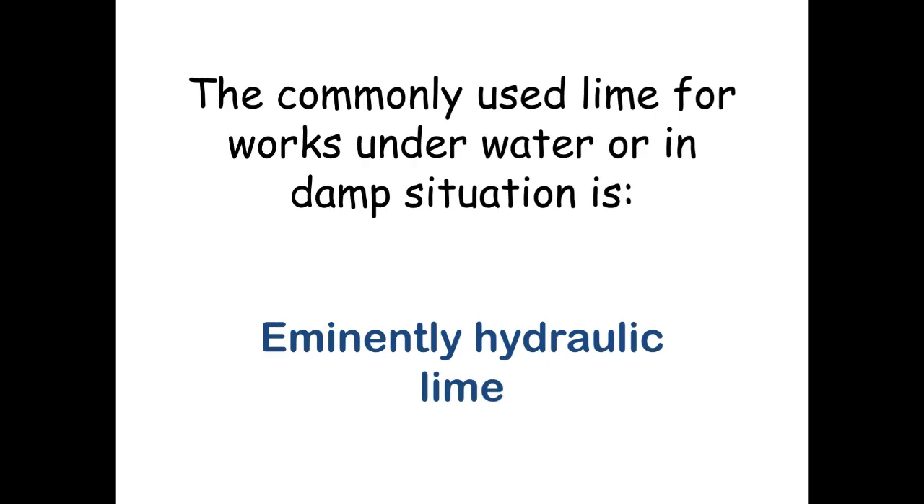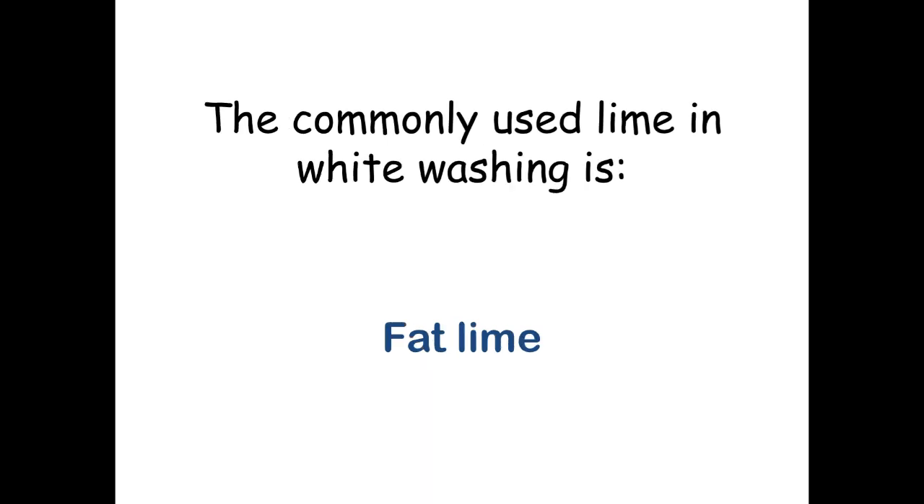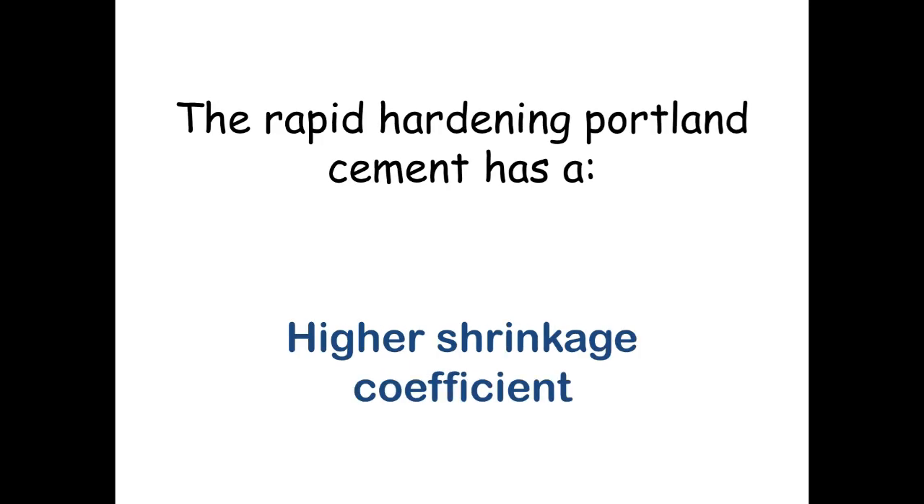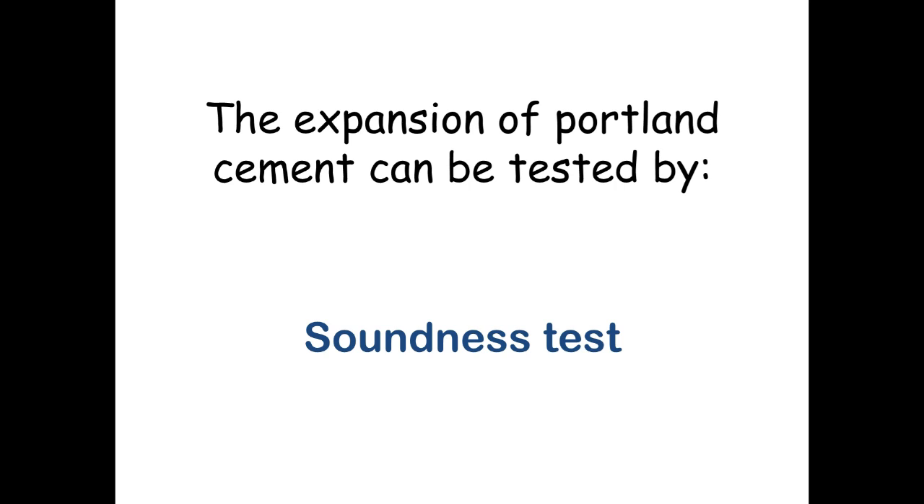Attrition test is used for determining rate of wear. The commonly used lime for works underwater or in damp situation is eminently hydraulic lime. The commonly used lime in whitewashing is fat lime. The rapid hardening Portland cement has a higher shrinkage coefficient. The expansion of Portland cement can be tested by soundness test.